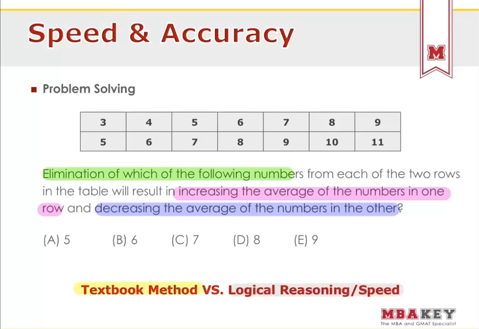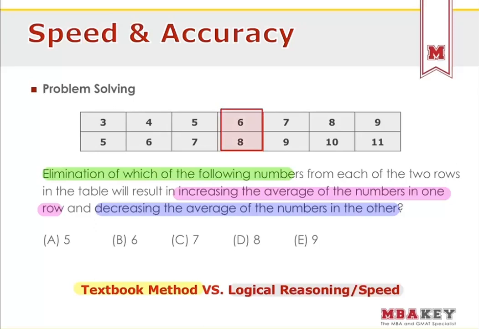So the fast way to do it is this. Notice that each row has consecutive integers, meaning numbers that go in order. 3, 4, 5, 6, 7, 8, 9, and then 5, 6, 7, 8, 9, 10, 11. When you have a list of consecutive numbers, the middle guy is the average. And so you should be able to see immediately that 6 and 8 is the average for each row.